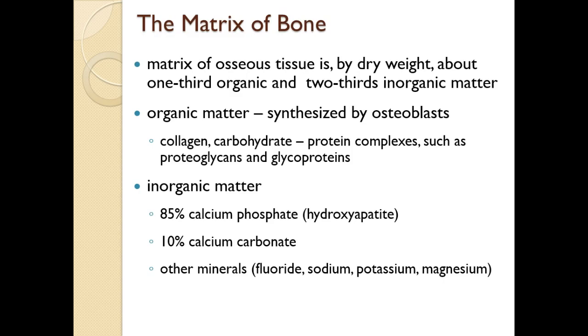So, the matrix of bone. Just a little bit about what makes up the matrix of bone tissue, or osseous tissue. Keep that in mind too. Sometimes osseous and bone tissue are used interchangeably, so osseous tissue is bone tissue. You need to know that the matrix is about a third organic and two thirds inorganic. So what does that mean to you? Our bones are about one third organic.